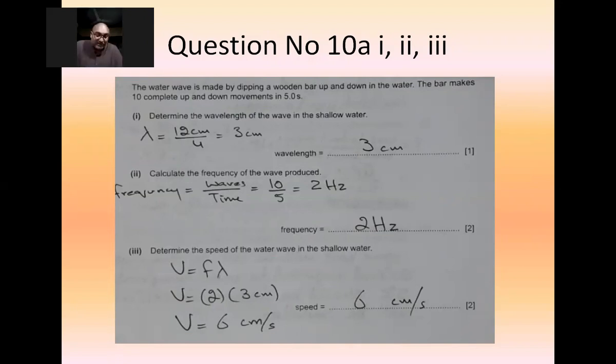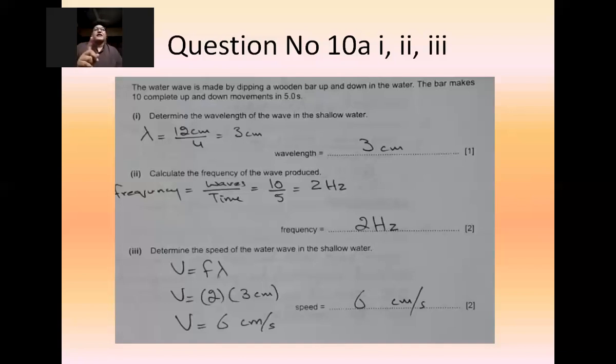The next question is, determine the speed of the water wave in the shallow water. In the shallow water, I know the wavelength, that is 3 centimeters. I know the frequency, that is 2 hertz. So simply, you know the famous wave equation, v equals f lambda, where v is the wave velocity or speed, f is the frequency, and lambda is the wavelength of the wave. So v will be equal to 2 multiplied by 3, that will give you 6. Because lambda was measured in centimeters, the speed will be centimeters per second.